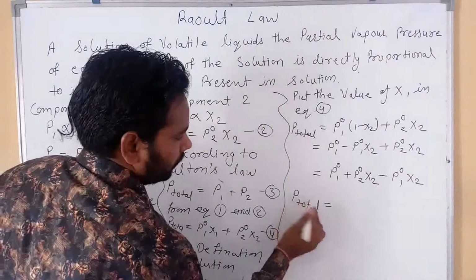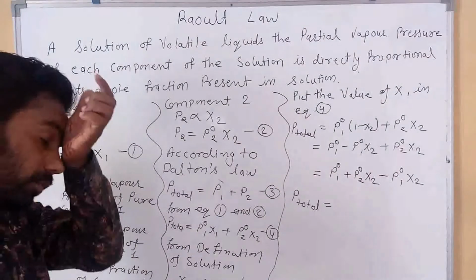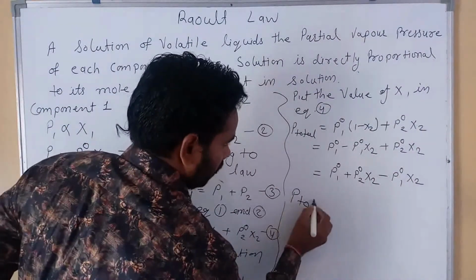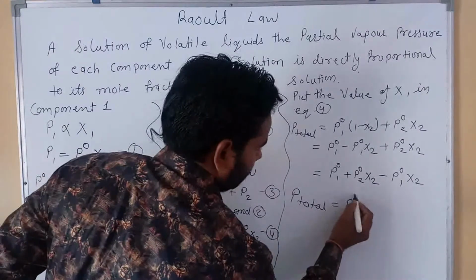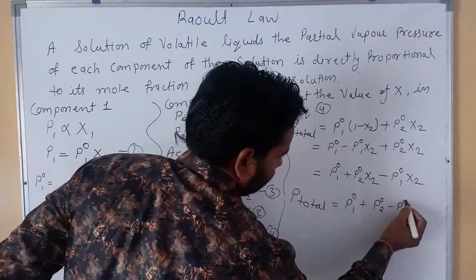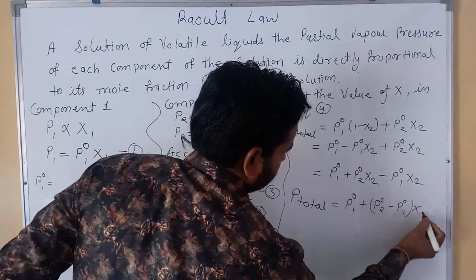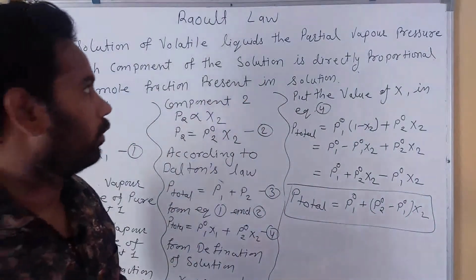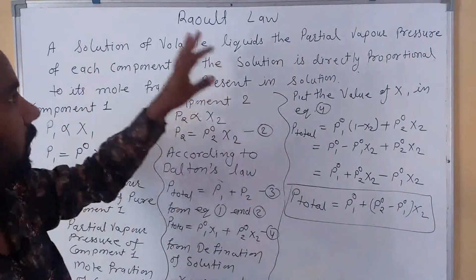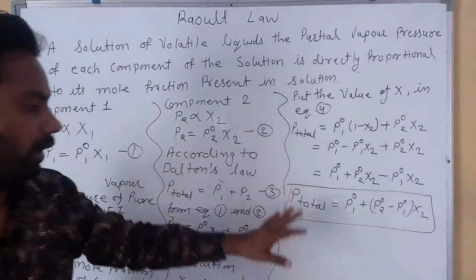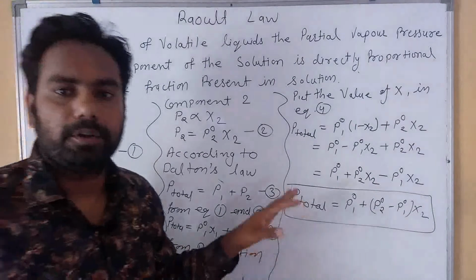Okay, P total is equal to P01 plus P02 minus P01 times x2. Okay, this equation shows the relationship between the mole fraction of component 2 and the total vapor pressure of the solution.